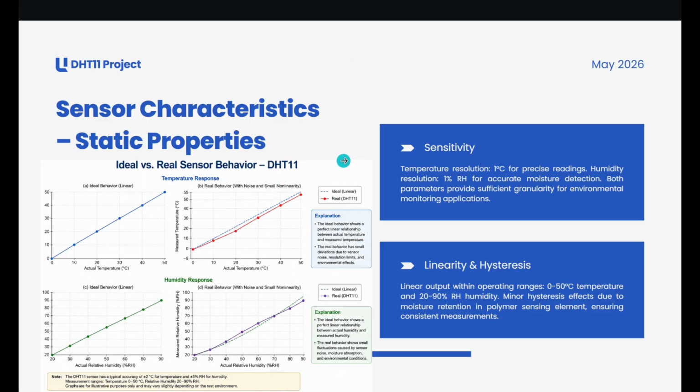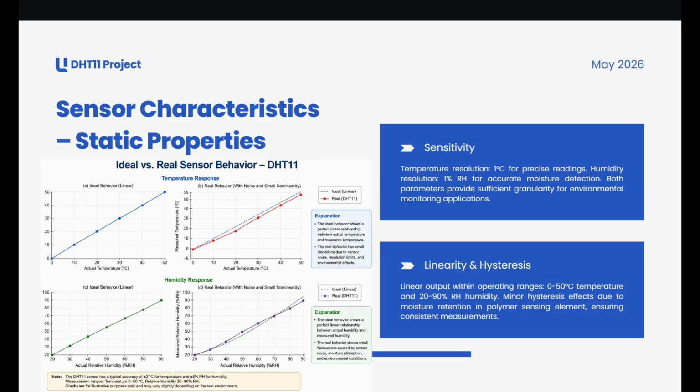Here you can see sensor characteristics and static properties, ideal versus real sensor behavior of DHT11. Ideal behavior is linear, but in real life we will face noise and small nonlinearity for both temperature and humidity response. For sensitivity, temperature resolution is 1 degree Celsius for precise reading and humidity resolution is 1% relative humidity for accurate moisture detection. Both parameters provide sufficient granularity for environmental monitoring applications.